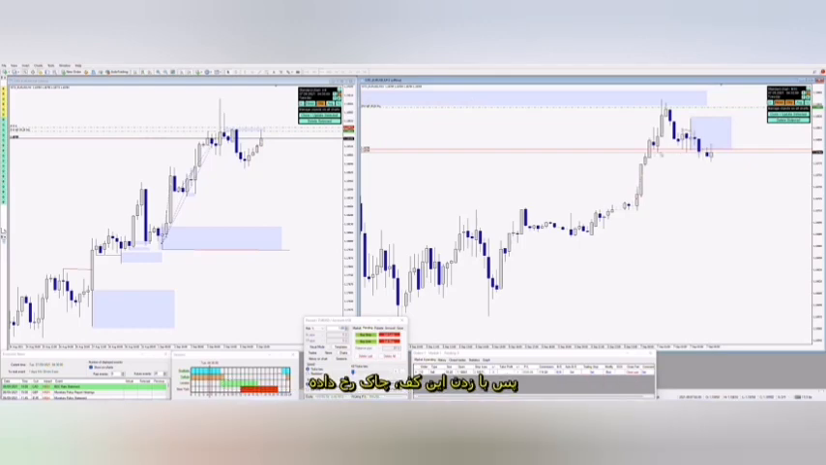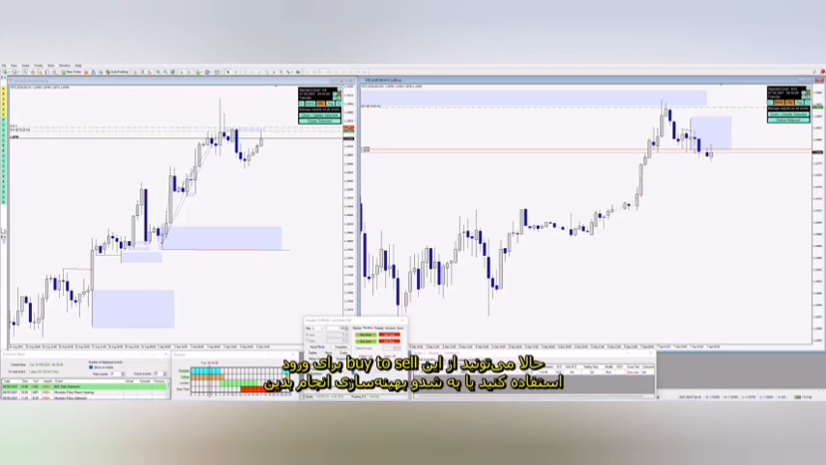So we have a change of character taking out this low. We have this demand flipping to supply, right? And now you would look to get in this buy to sell. You could refine it even more potentially to that wick, but that essentially would be an entry I'd be looking at. I'll tell you what, well, let's take it.